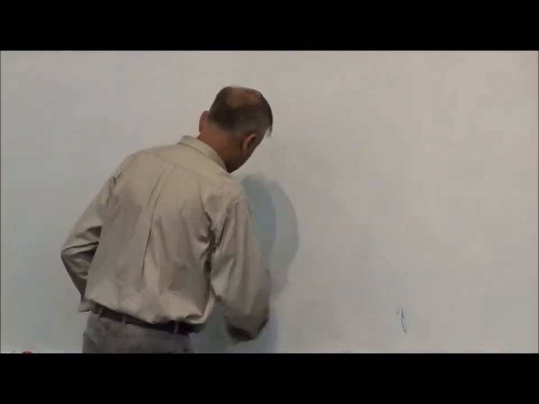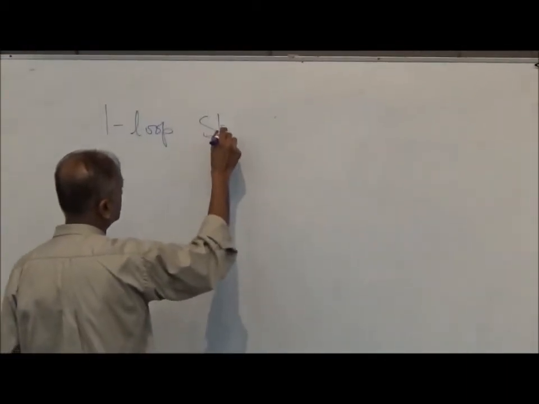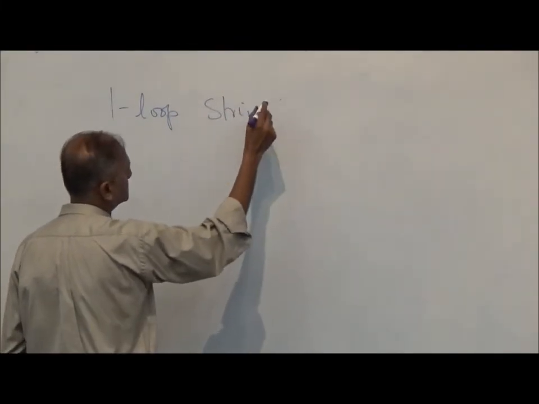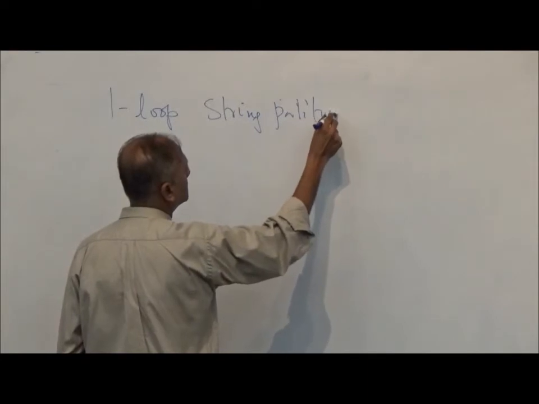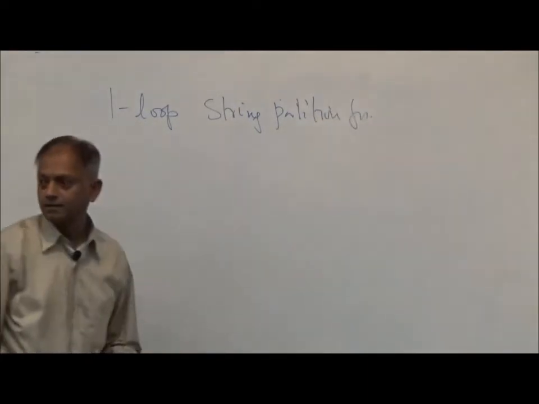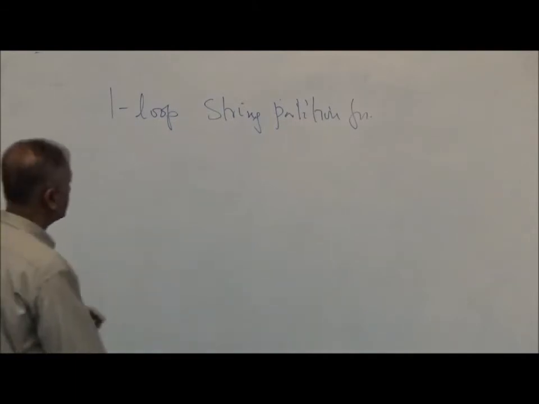So let's look at the one loop string partition function or string amplitude. It doesn't matter. But let's look at the string partition function. Sorry, the question. So what is the one loop diagram?